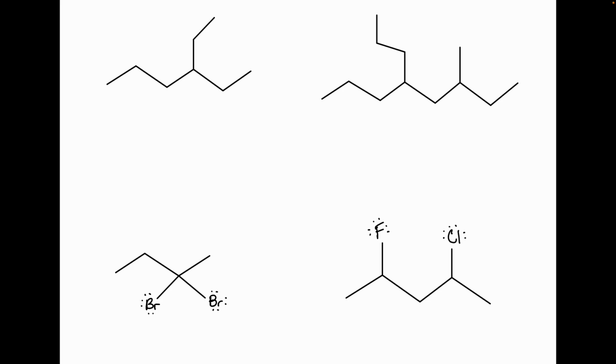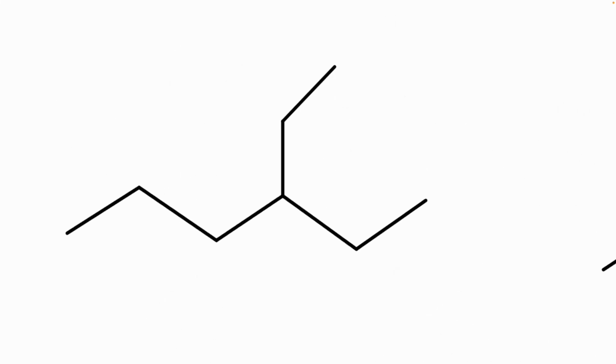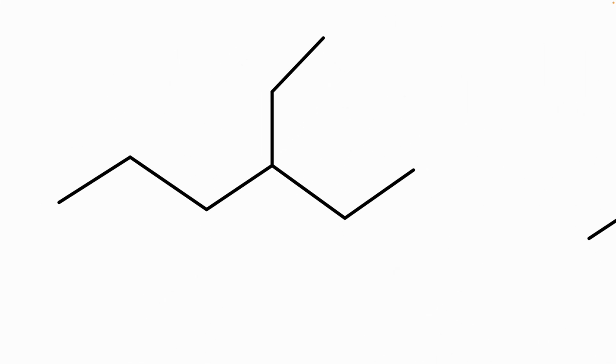Let's focus on these top two first. We need to go through and find that longest continuous set of carbons. 2, 3, 4, 5, 6. I'm going to be good and double check. 1, 2, 3, 4, 5, 6. In that case, it does not matter which one you pick to be your parent chain. They're both equivalent.